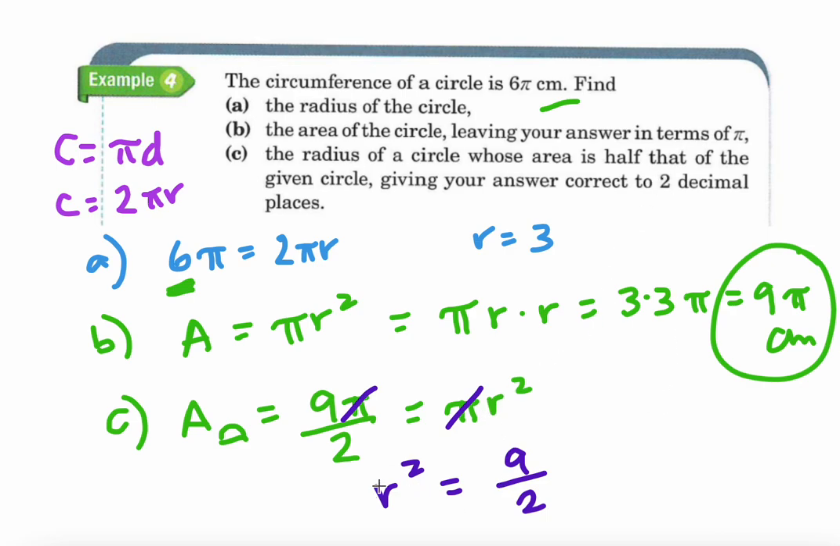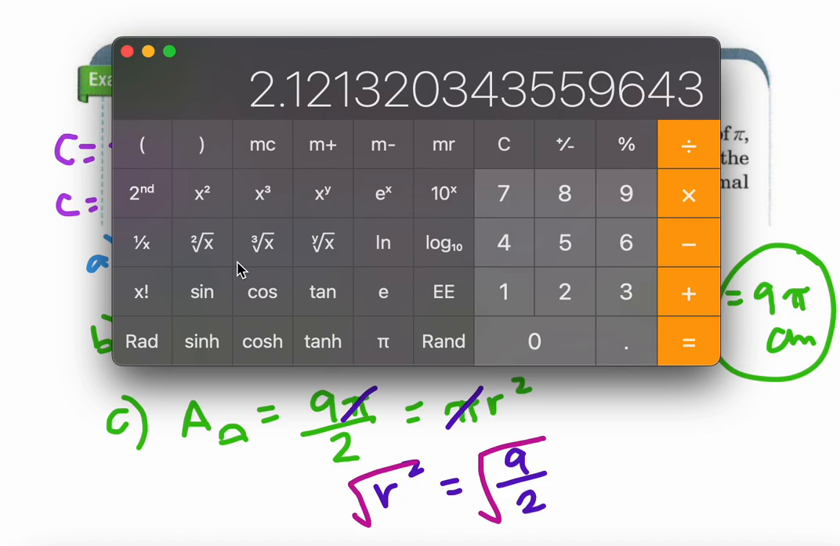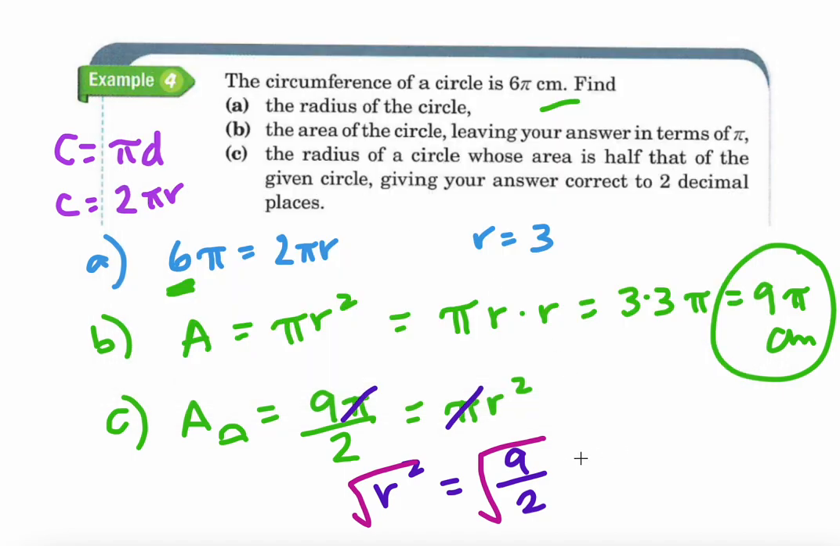Well, we could square root both sides, right? If squared is 9 halves, then square root it to get down to its base. And then we need to find that correct to 2 decimal places. So I'll need a calculator for this because this answer is going to be messy. 9 over 2 is 4.5. I need to square root that. So it's 2.12 blah, blah, blah, 2 decimal places. So 2.12.